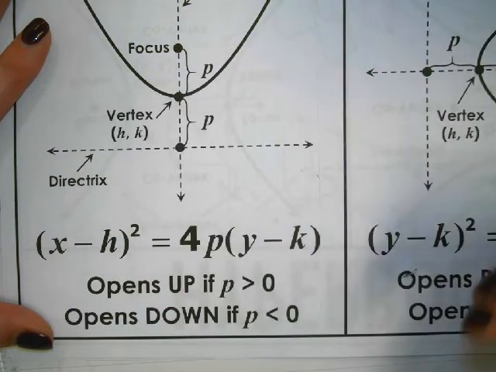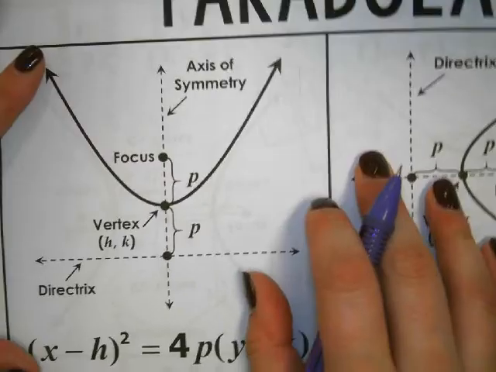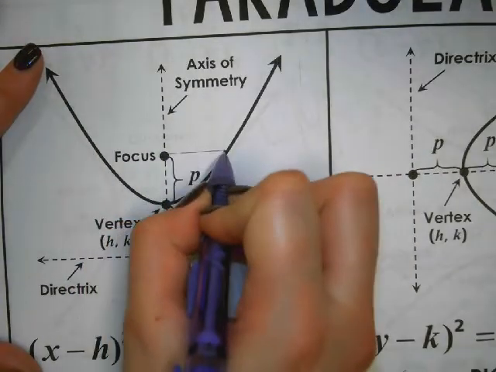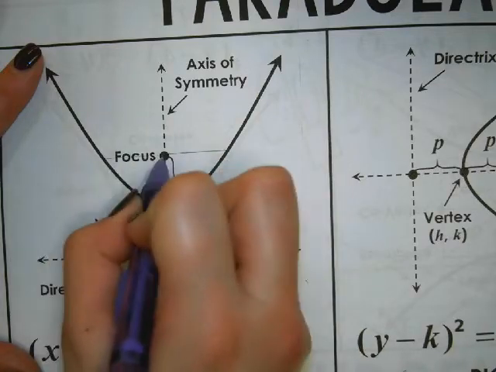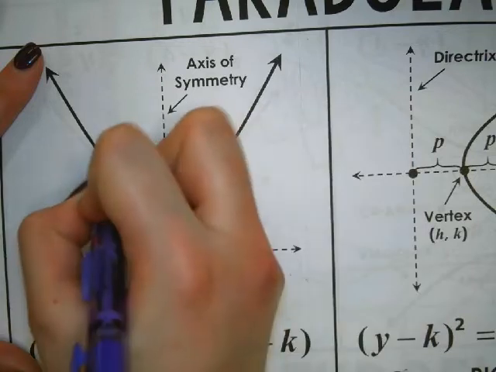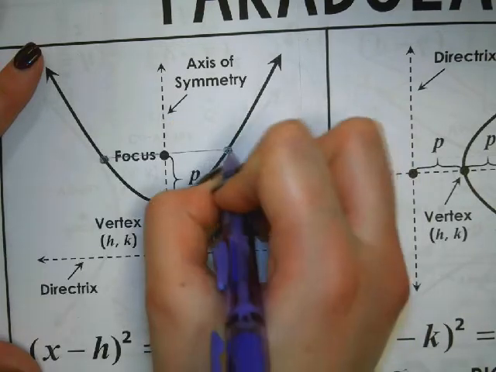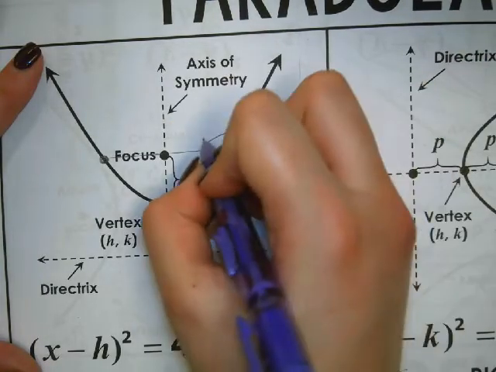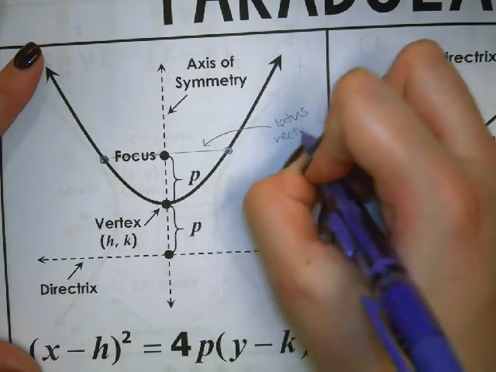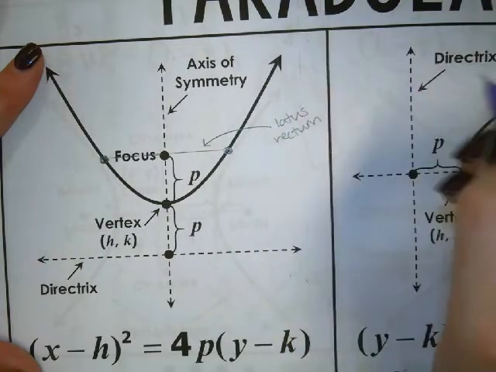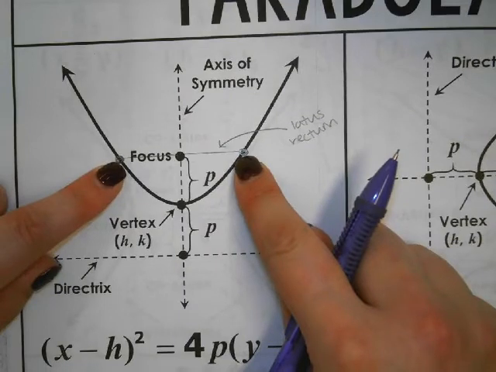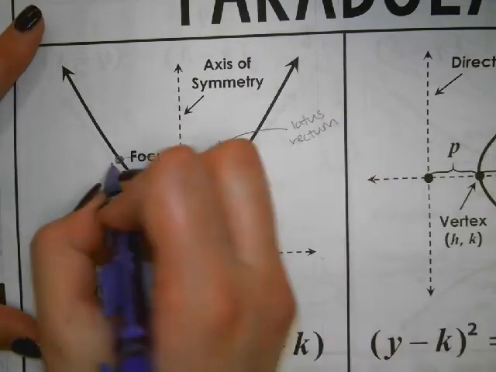All right. We have one more name that we're going to be learning. So from the focus, go ahead and draw a line that goes straight this way, straight across here, and it touches the parabola. So this line right here is called the latus rectum. I have no idea why it's called that. We might be able to look that up. And then these points right here that are on the parabola are called endpoints of the latus rectum.